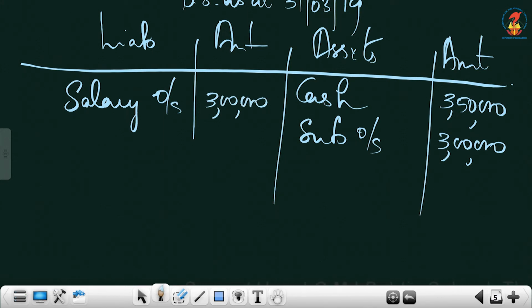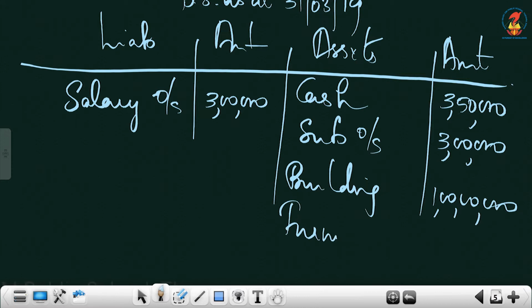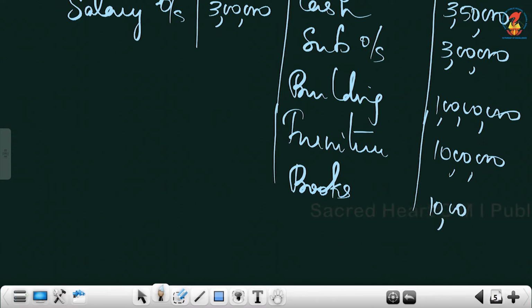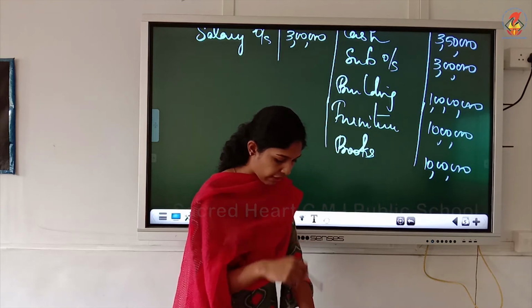Then opening values of building is given, so all these you have to write here. Building value is 1 crore. Then furniture 10 lakhs. Building is not 10 lakhs, that is 1 crore, write carefully. Then books 10 lakhs. Okay, so these are the opening values given. Do we have anything else?